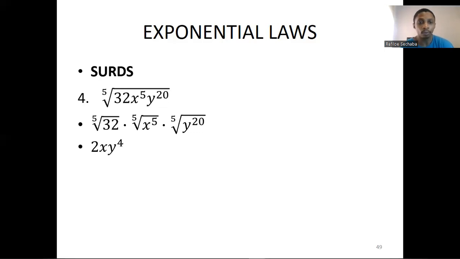How did I get the 4? It is simply 20 divided by 5. 20 divided by 5 will give you 4. Try this one out. Now here we're finding the square root. Square simply means 2.